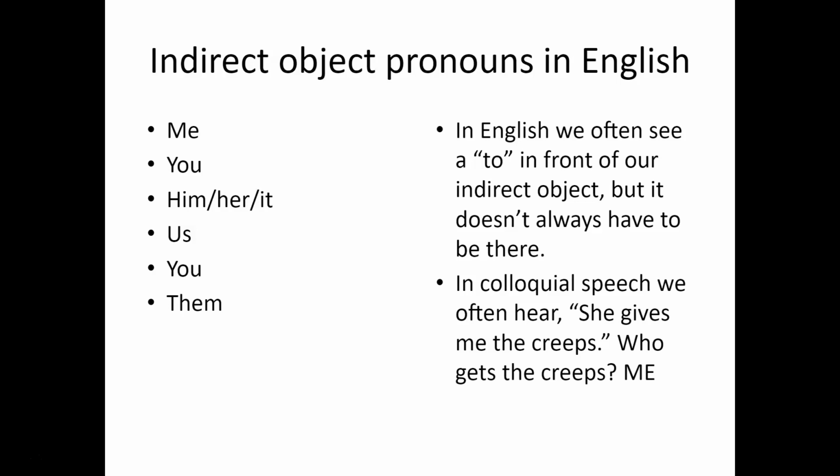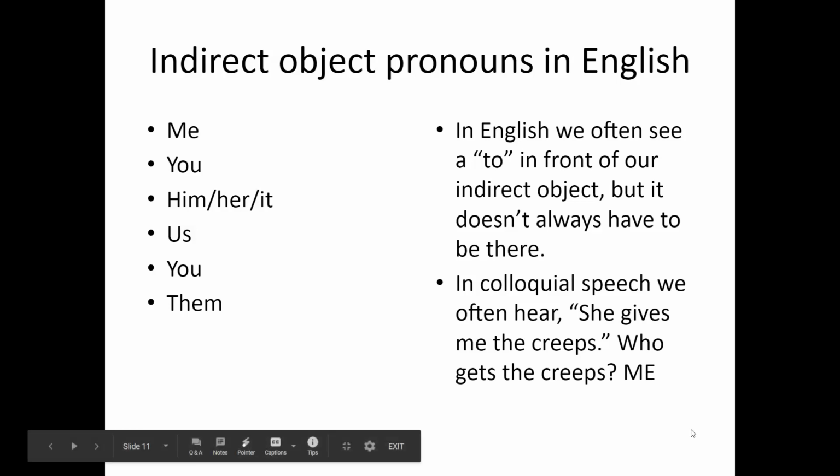In English, we often see a "to" in front of our indirect object, but it doesn't always have to be there. In colloquial speech, we often hear, "She gives me the creeps." Who gives me the creeps? Me. Or who gets the creeps? Sorry, me.